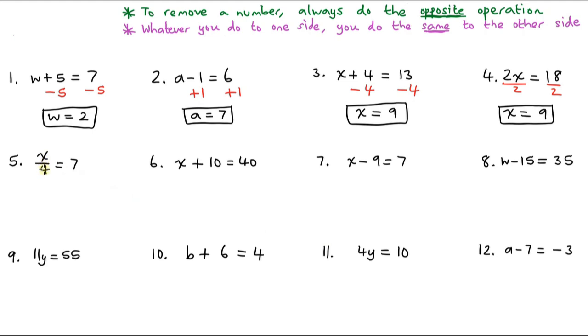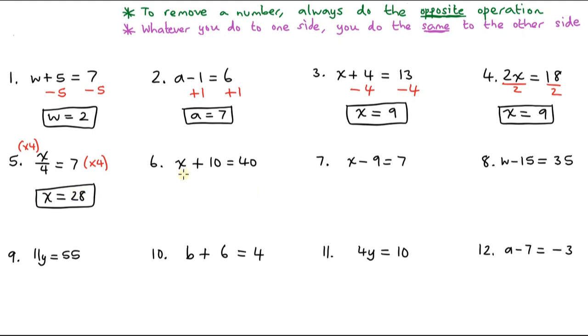x divided by 4 is equal to 7. So the opposite of dividing by 4 is multiplying by 4. So I'm just going to put up here times 4 for the left, and obviously times 4 for the right. We always have to do the same to both sides. So we're left with x on the left. 7 times 4, that gives us 28. So our answer is x is equal to 28.